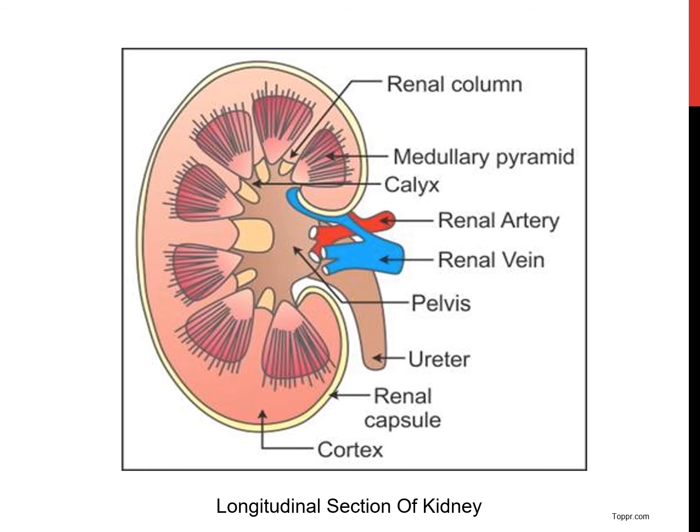There is calyx. Calyx opens into pelvis. Pelvis stores urine, and then from the pelvis, ureters arise. So urine from pelvis enters into ureter, and ureter carries the urine into the urinary bladder.